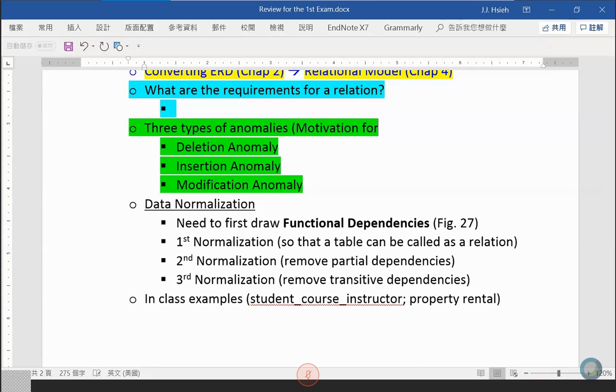So before, these are three reasons we want to normalize the data. These are three kinds of anomalies: insertion anomaly, and modification anomaly. Quickly go over these anomalies right here, but I suggest also taking a look at the textbook. Okay, so let me switch to the PowerPoints and talk about these anomalies.